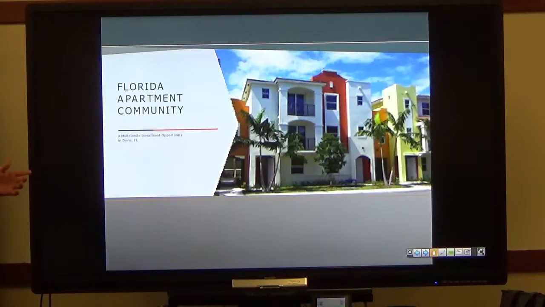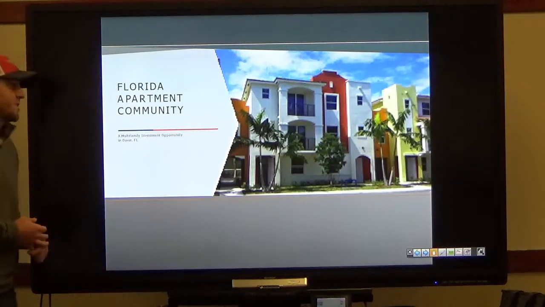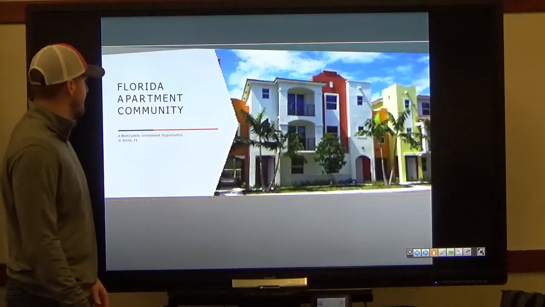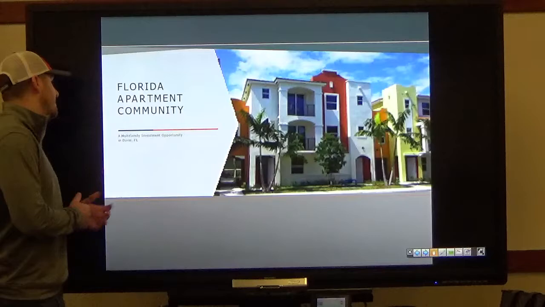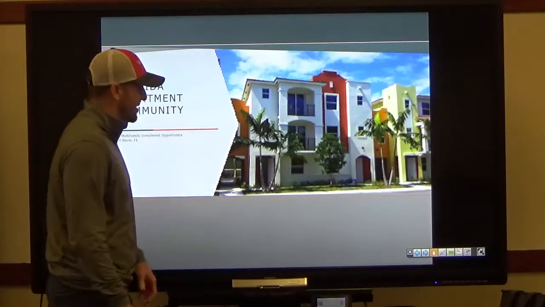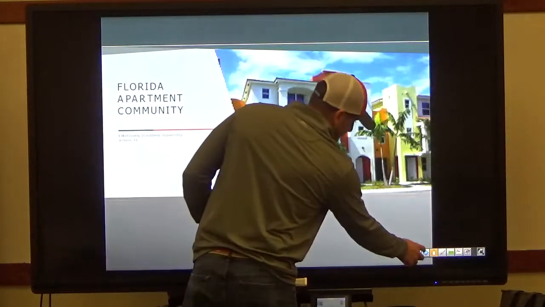So when I'm presenting investment packages or any kind of investment opportunities, I want to show some kind of visuals, even though we're getting right to the numbers, and somewhat just being quick and seeing what everybody's return is going to be on their investment. So I have Florida Apartment Community, the multifamily investment opportunity in Davie, Florida. Sorry for the bad picture, I didn't have a high resolution one.